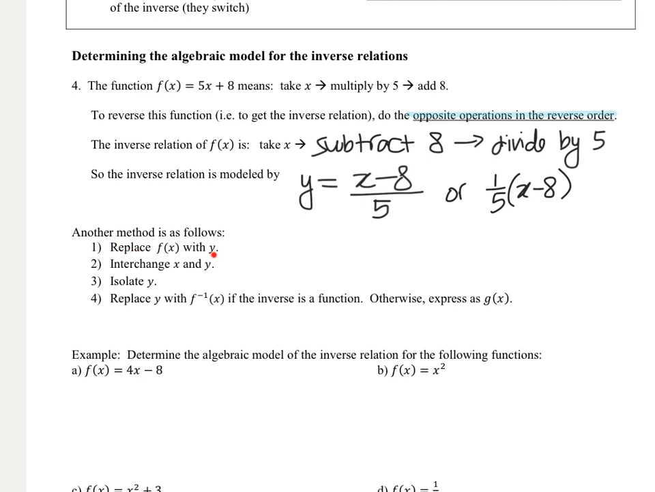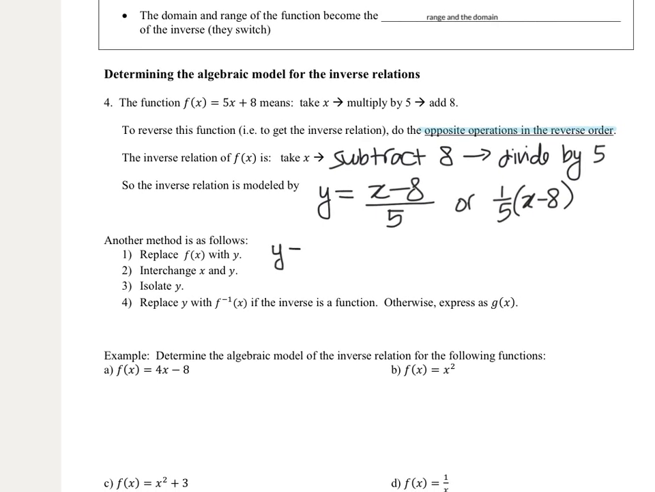First, if you see an f of x, you're going to replace it with y. So this f of x up here, we're going to rewrite that as y equals. So we're going to say y equals 5x plus 8. Okay. Then we're going to interchange or switch x and y. So that means we're now going to write this as x equals 5y plus 8.